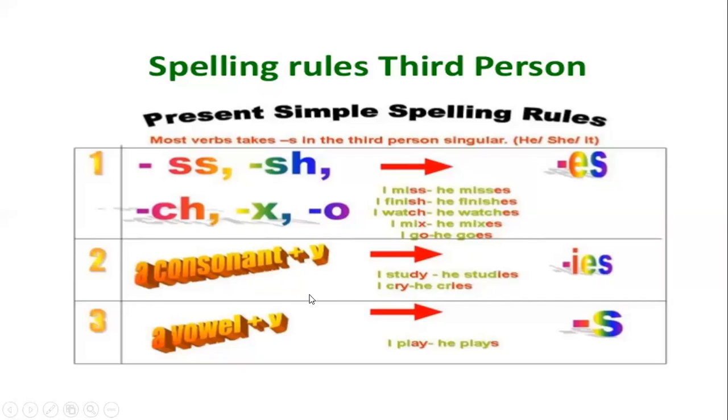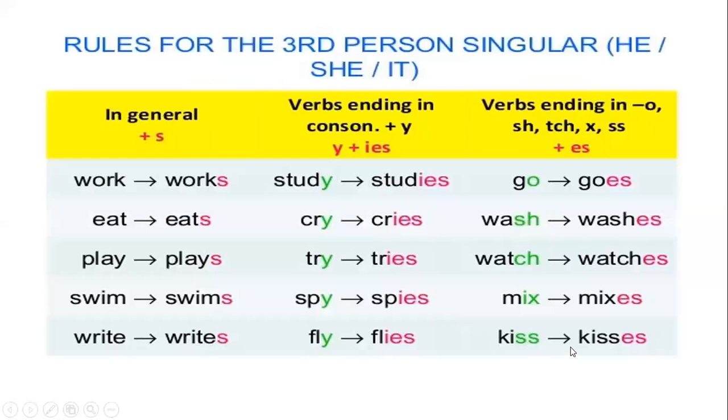For the verbs that end in a consonant plus Y, so we change the Y for an I and add ES. Cambiamos la Y por I latina y agregamos ES. He studies. I cry. He cries. In the case of the verbs that end in a vowel plus Y, vocal más Y, like play, he plays. I just add the letter S.